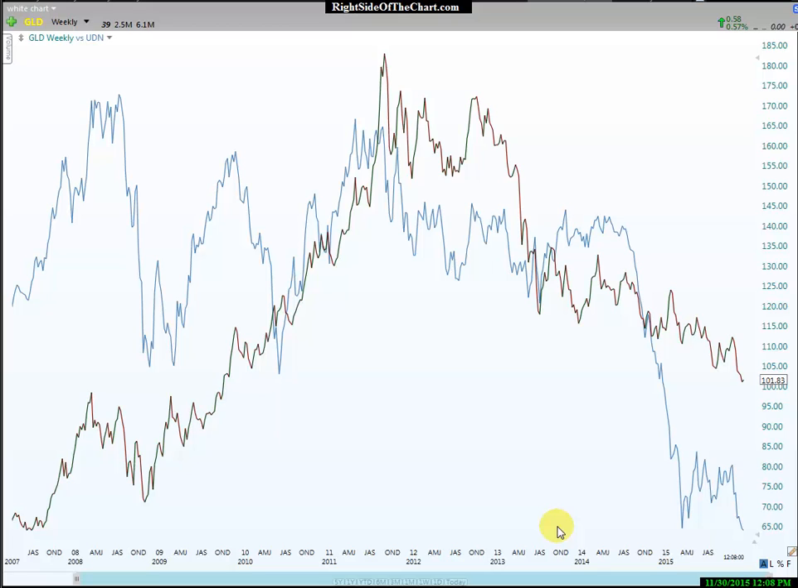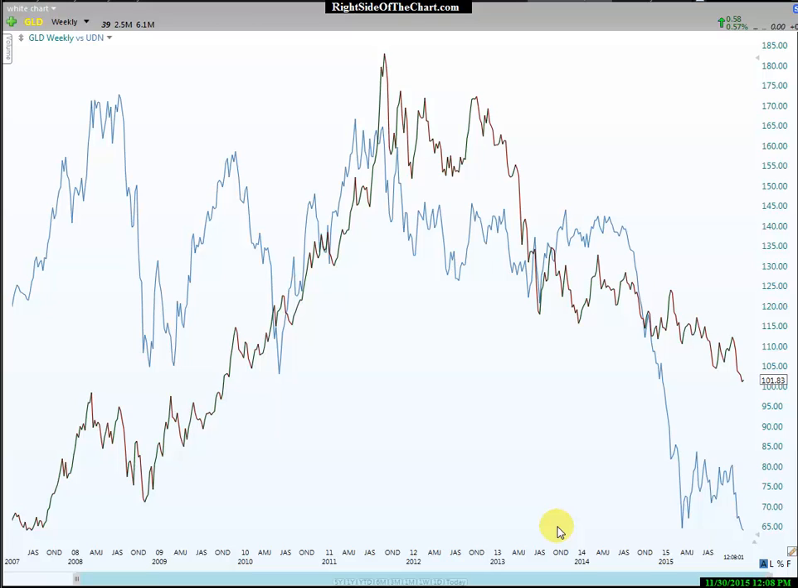As most of you know, gold and the U.S. dollar are very highly correlated, or more accurately speaking, inversely correlated. So what I've done here is overlaid a chart of GLD, which is the gold ETF, and UDN, which is the inverse of the U.S. dollar. It's the non-leveraged inverse U.S. dollar ETF.